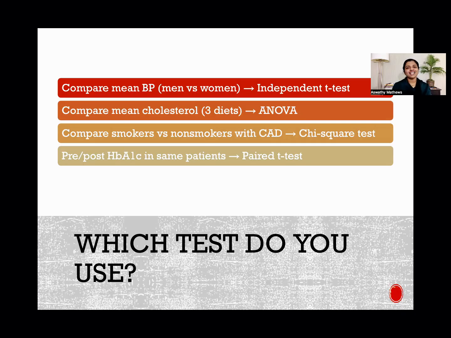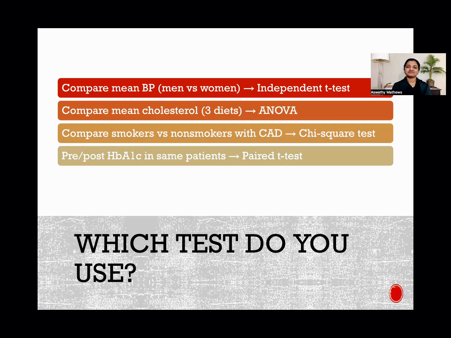Got it? Okay. Now, if you are comparing categorical values, or different categories, like smokers and non-smokers and their association with coronary artery disease, or elevated cholesterol and normal cholesterol levels in people with CAD, or diabetic and non-diabetic in CKD, there are two categorical values and you are trying to compare them. In such cases, you use the chi-square test. Got it? To remember that, I use a mnemonic: C for chi-square and C for categorical.